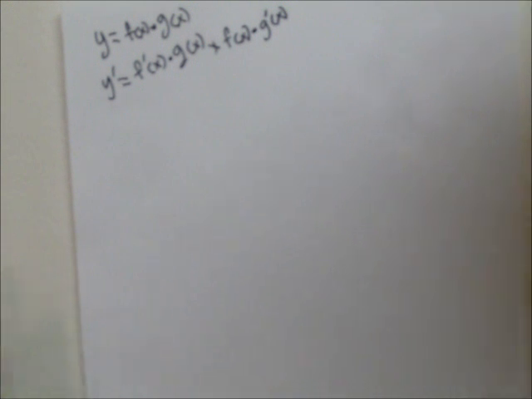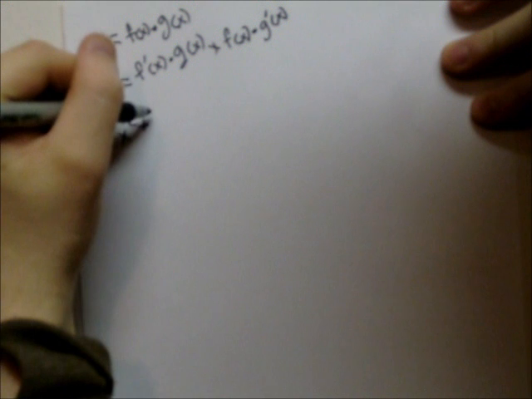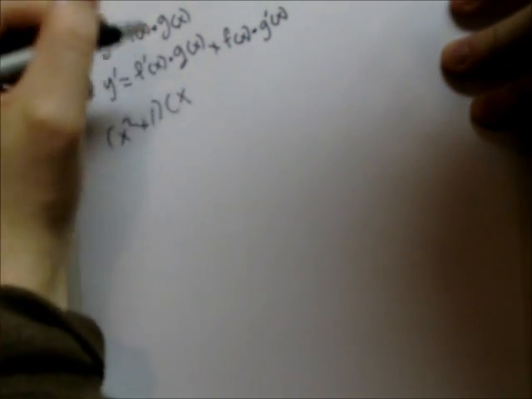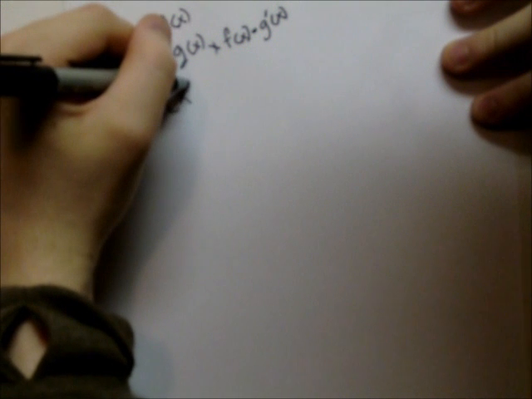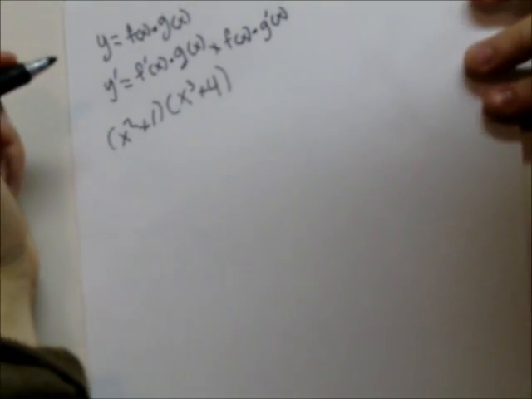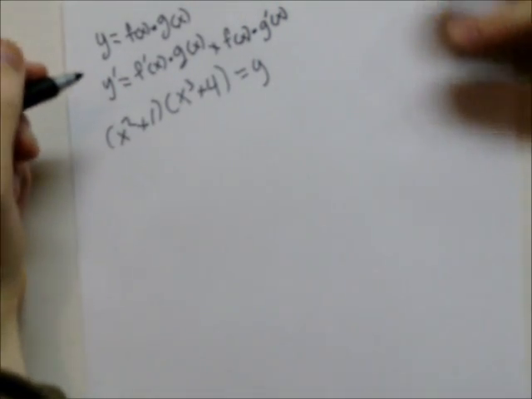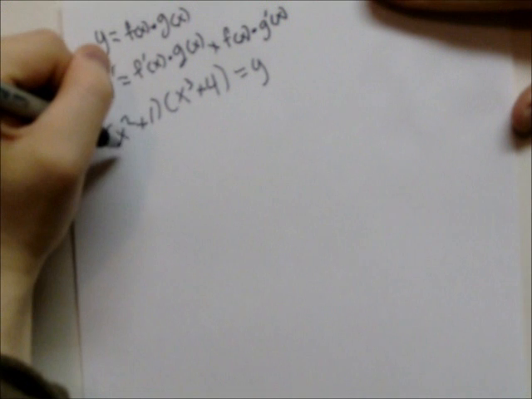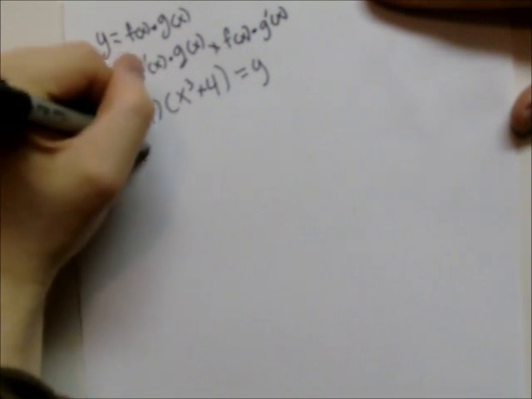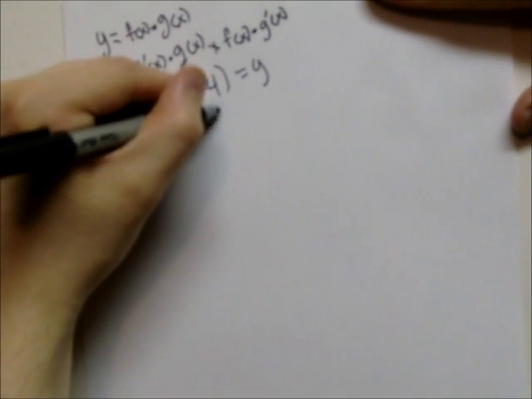So here I'll make one up. Okay, x squared plus 1 times x cubed plus 4. We'll go with this one. So this equals y. First, this is f of x, and this is g of x.